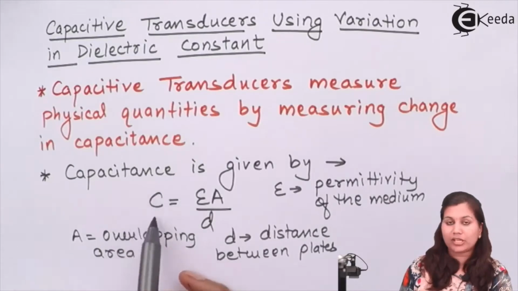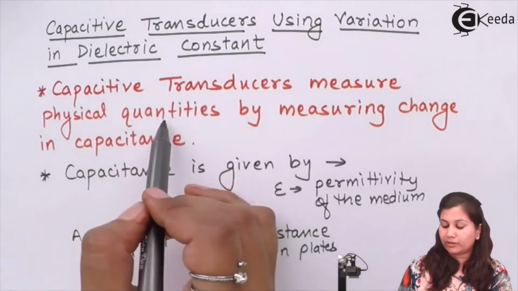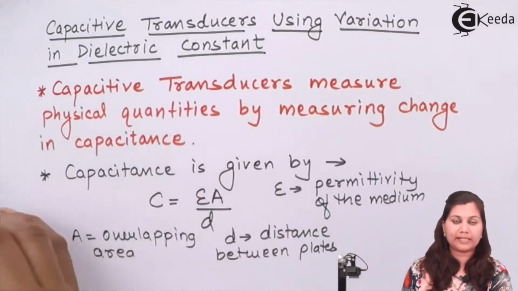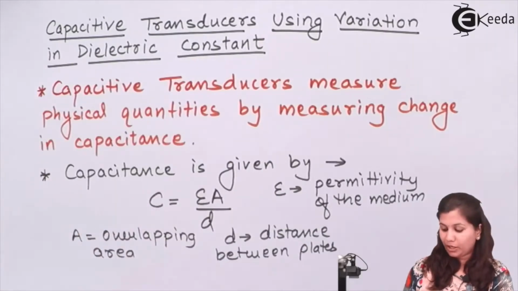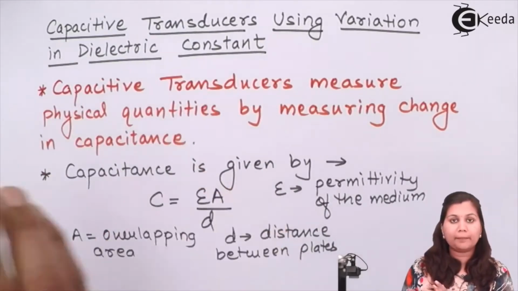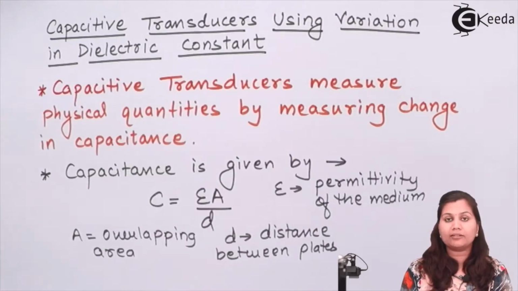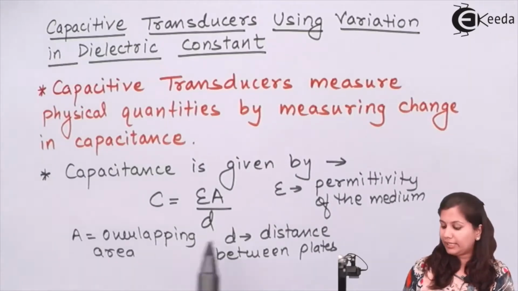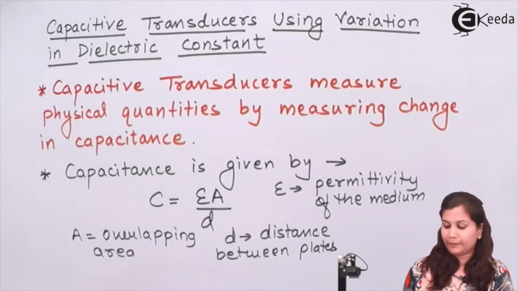And by measuring the change in the capacitance, we can measure the physical quantities like displacement, pressure, flow, etc. So capacitive transducers are based on the principle that they measure the physical quantities by measuring the change in capacitance, which is due to the change in any of these three parameters.